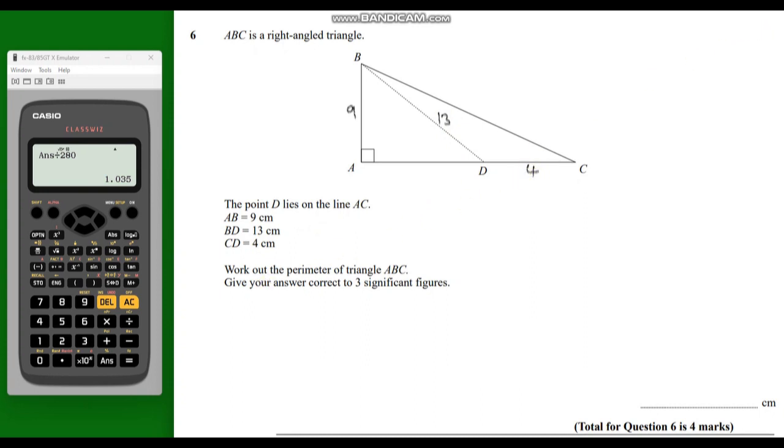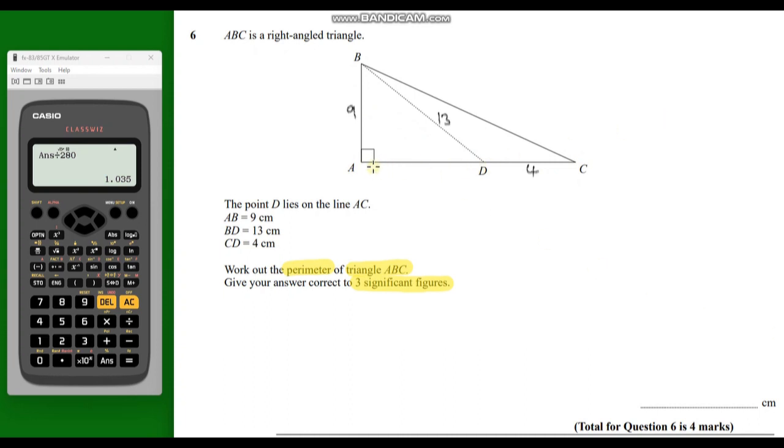And let's just get my highlighter out again. Work out the perimeter of triangle ABC. Give your answer correct to 3 significant figures. So ABC is the big triangle. We need to work out the perimeter of that. So first of all, well, we've been given AB already, and we'll need to calculate AC. We've got DC, so we just need to calculate, first of all, this missing line here.